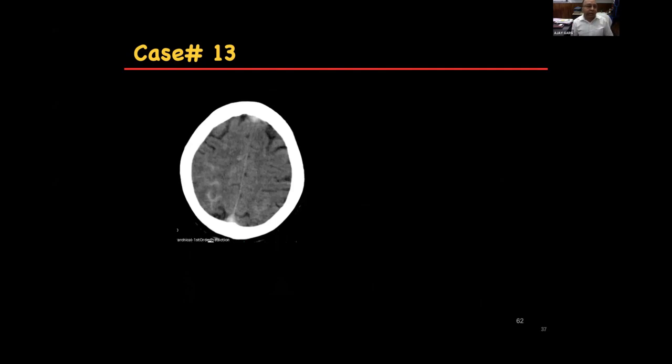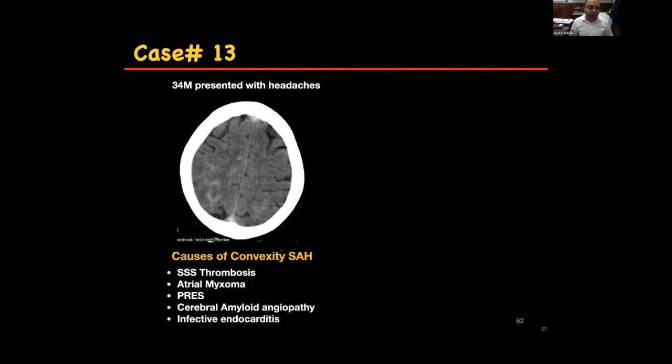Let's look at another patient who presented with headaches. What we see is sulcal hyperdensity in the region of the cerebral convexity. What are the differential diagnoses of convexity SAH? This can happen in superior sagittal sinus thrombosis. This can happen in atrial myxoma, posterior reversible encephalopathy syndrome, cerebral amyloid angiopathy, plus infective endocarditis.